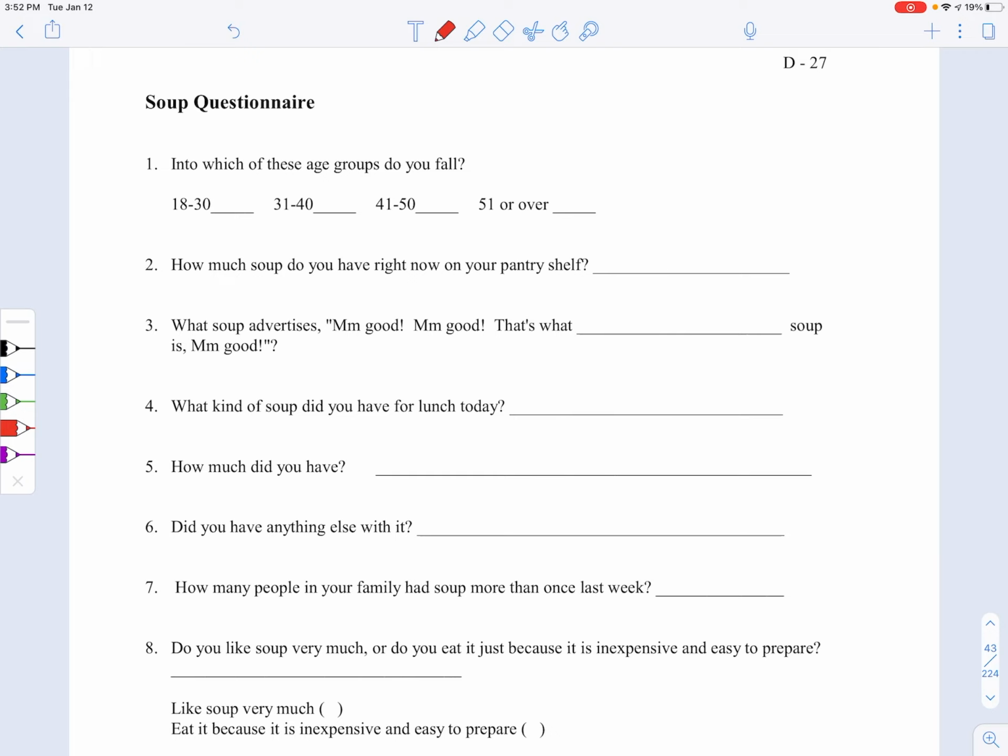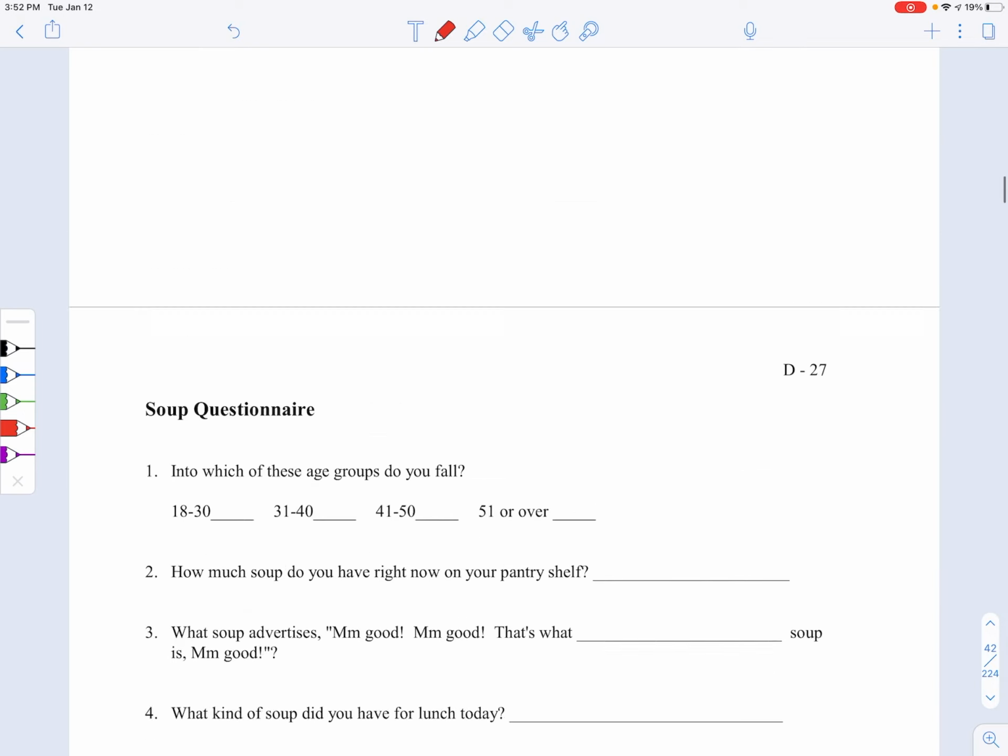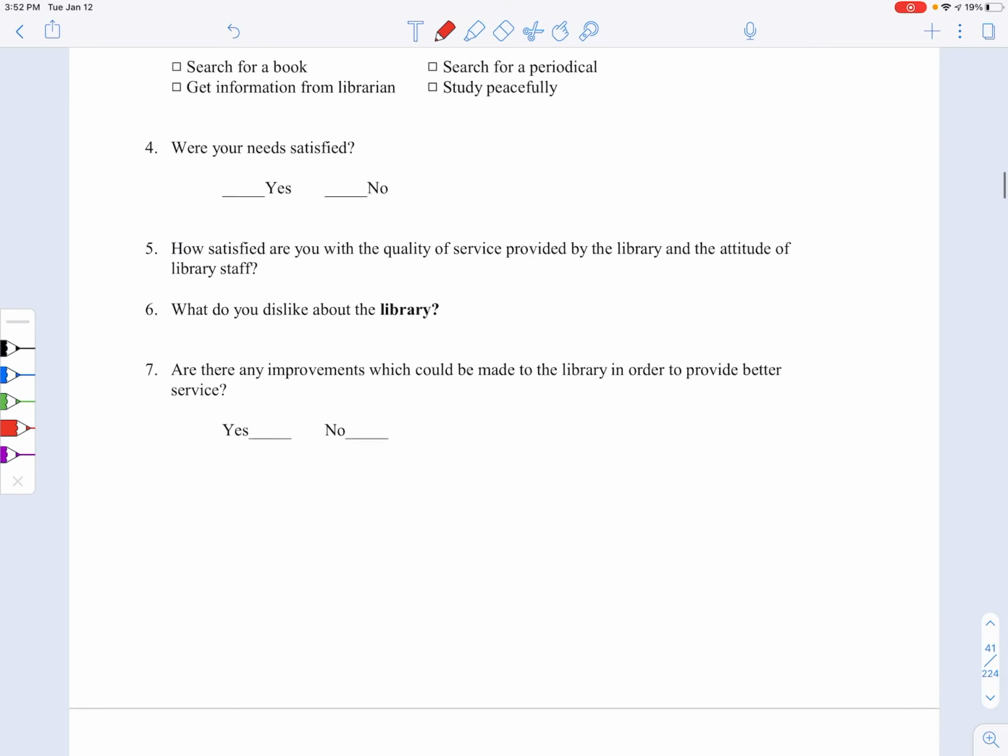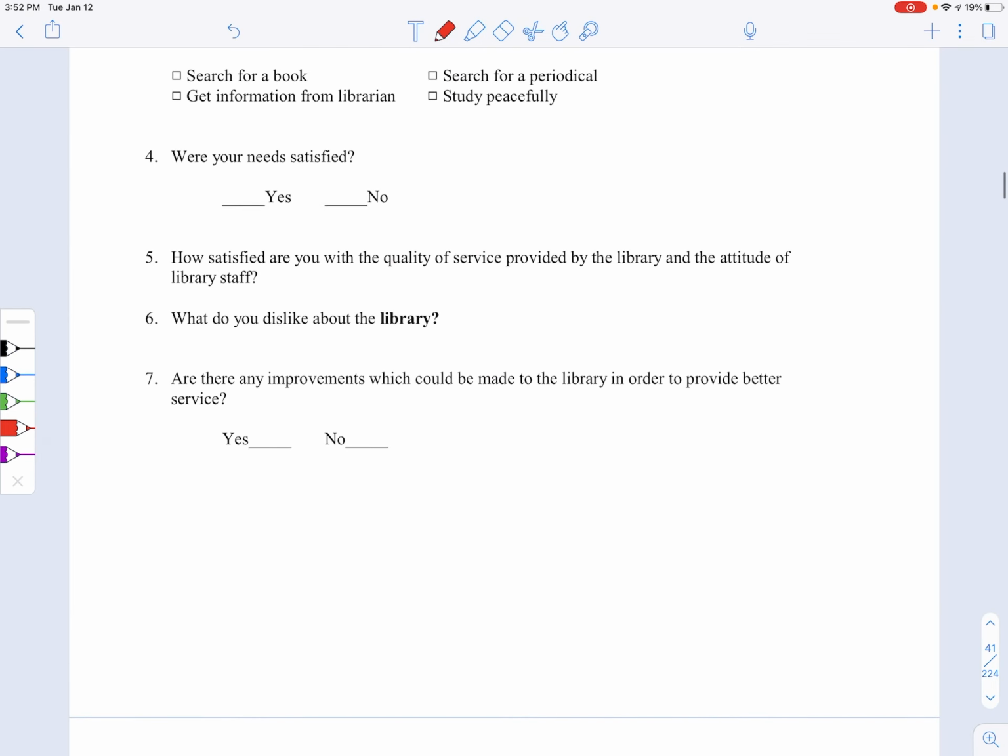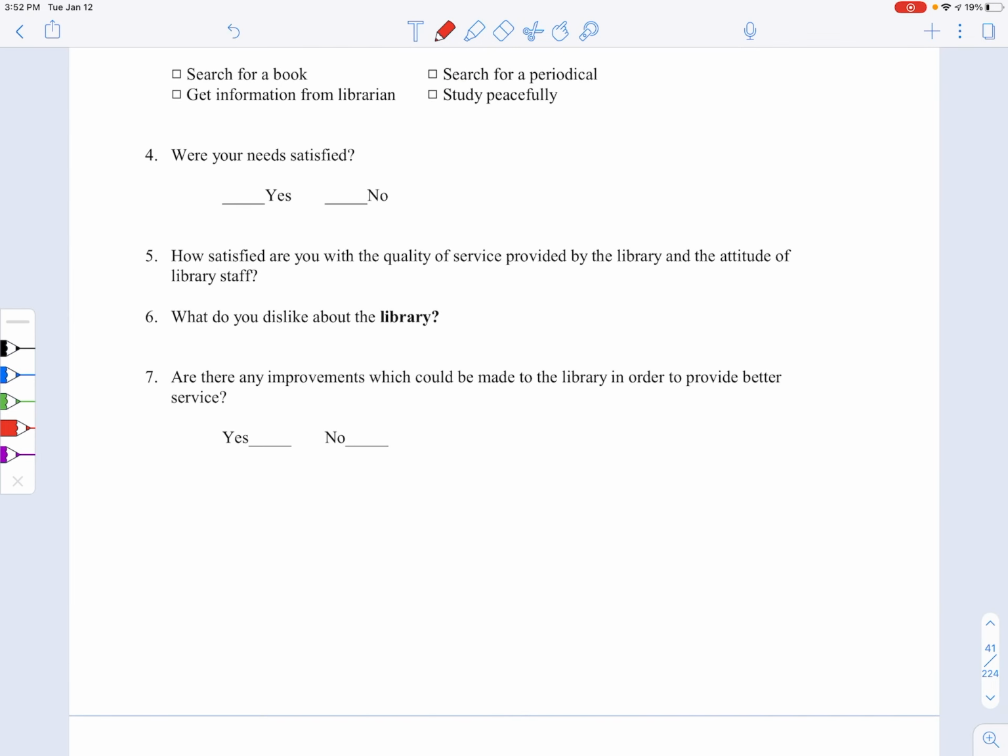So what do we mean by that? That's an ambiguous term. Number 8 is a double-barreled question. We've actually seen this one before. It's page 25, number 5: how satisfied are you with the quality of service provided by the library and the attitude of the library staff? So that's actually 2 different questions there. A double-barreled question, we call that. You want to break that into 2 questions.